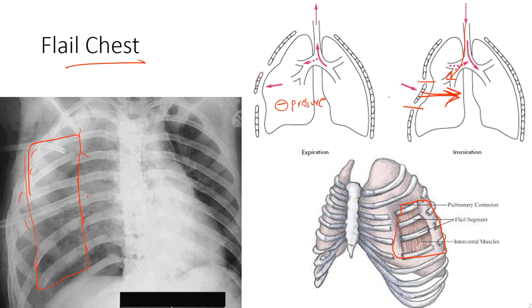And so on inspiration, we actually see this segment of flail chest go inward, where on expiration we increase and make positive pressure, so it pushes outward. So we see a bulging of this area. So it's sort of called a paradoxical respiration or movement of this segment, and that's a classic finding that you see with flail chest.